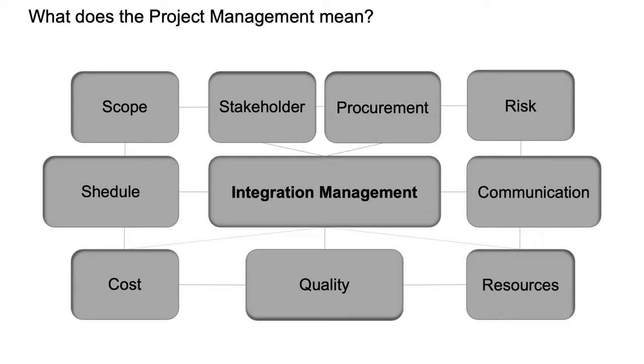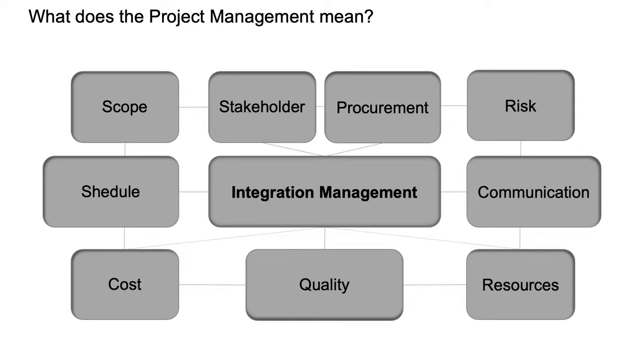Project management accomplishes 10 knowledge areas, which are integration management, quality management, cost, schedule, scope, stakeholder, procurement, risk, communication, and resource management. And probably you have a question here, what does it mean for us? Let's see a high-level overview of each knowledge area. The first is integration management.